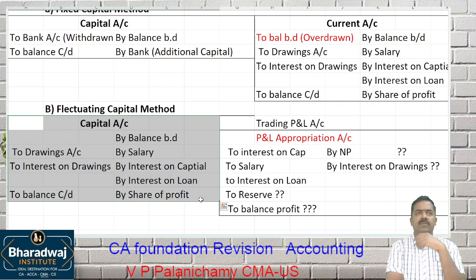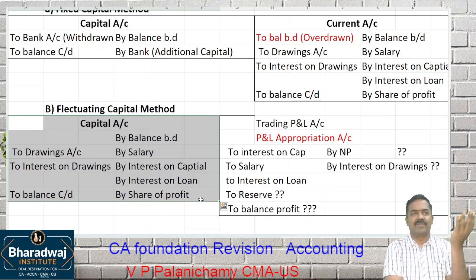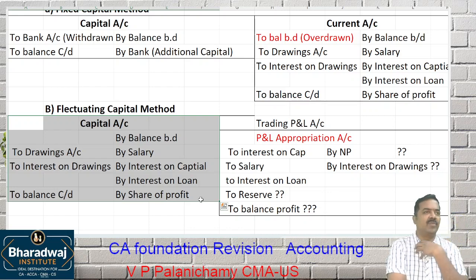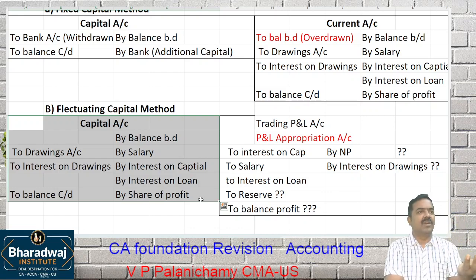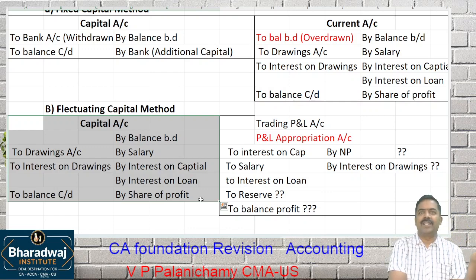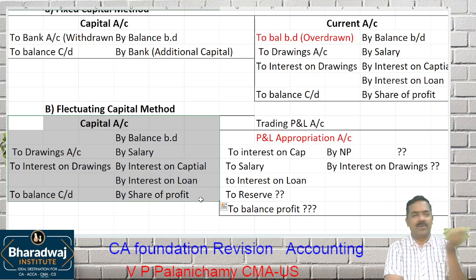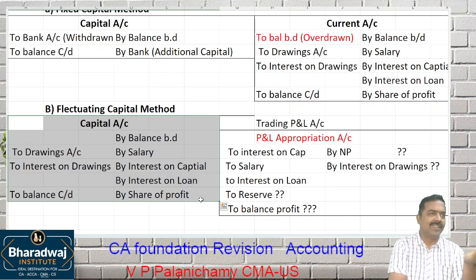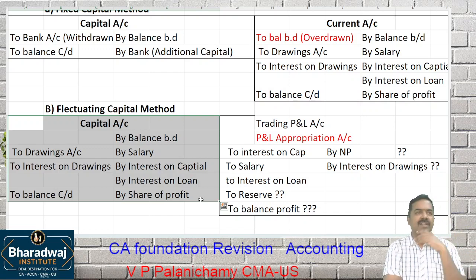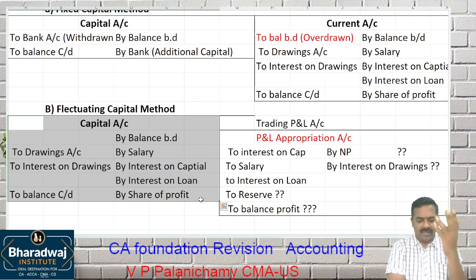Wait, let's assume we are 4 partners. Partner 1, 2, 3, 4, like that. If there is a mistake or error, what would have happened? Net effect: one partner would have got more, other partners would have got less. For example, because of the error, if I get more, then you would have got less. Within the firm only the mistake happens. Because of wrong distribution of profit, one would have got more, others would have got less. That we can adjust in which account? Capital account. Read question number 1.